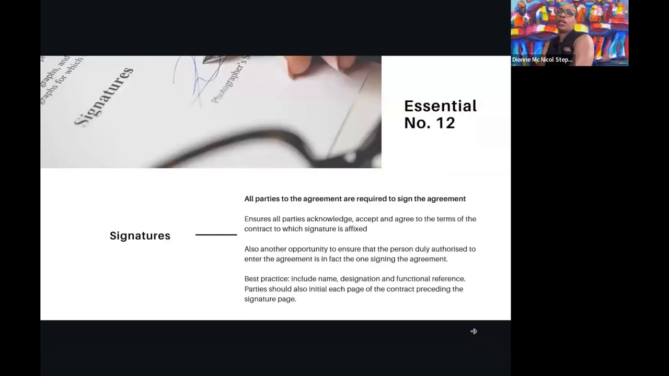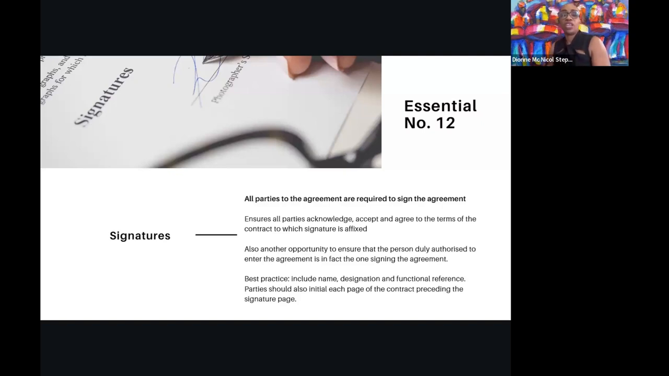Right. Essential number 12. I cannot tell you how often I have come across contracts that have not been signed and people are coming to me to enforce it. But the contract is not signed, or signed by one person. So all the parties to the agreement are required to sign it.